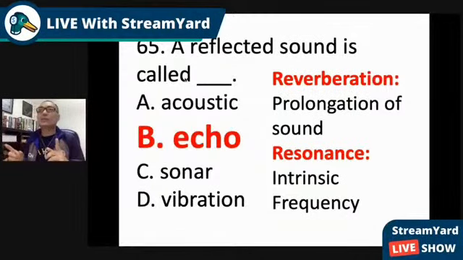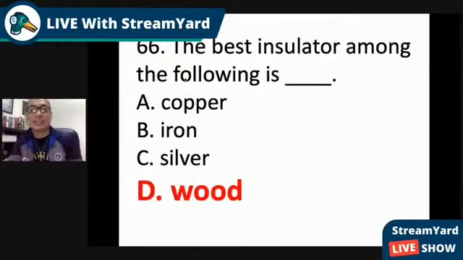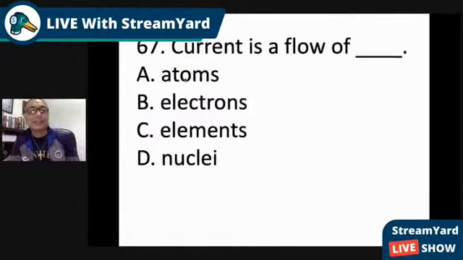Resonance is the intrinsic frequency of the object. So lahat ng object merong resonance. That's why singers, when they sing, sometimes they can move glasses when they know the resonance frequency of the glass. And that is because of resonance. 66, the best insulator among the following is, I have to move forward because we know the answer already. This question has been asked yesterday also.